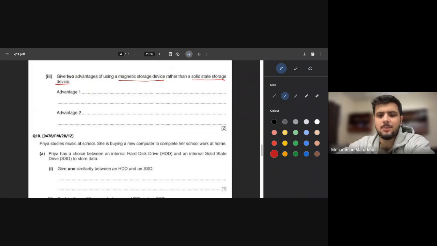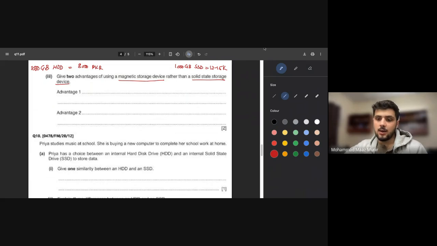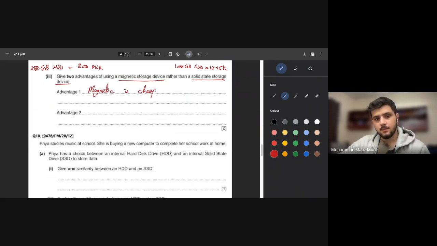The answer to this is that magnetic devices are usually cheaper per unit of data. Like if I have to get a 1000 GB hard disk, which is magnetic, it might cost me around 8000 PKR. But the same 1000 GB SSD might cost me around 13 to 15,000. This is just a general assumption, but there is such a big difference between the two. So the first benefit is that magnetic is cheaper per unit of data.